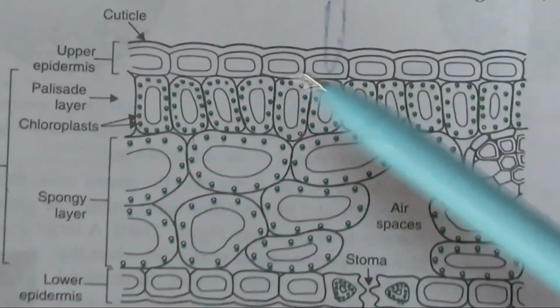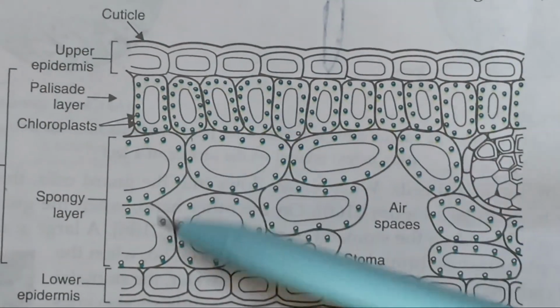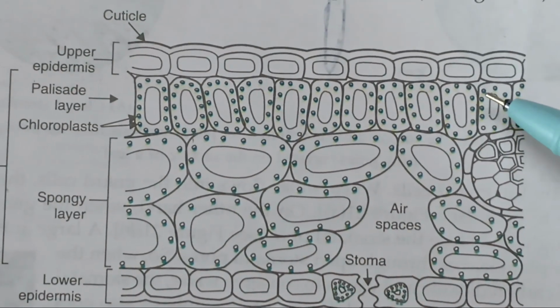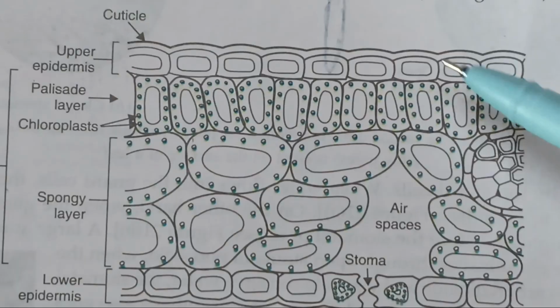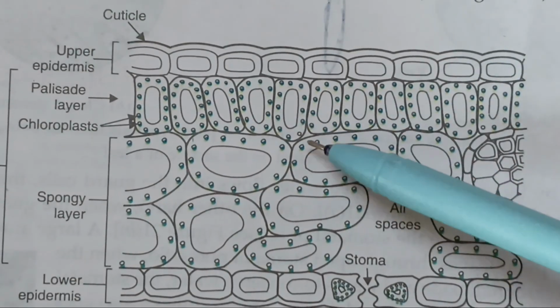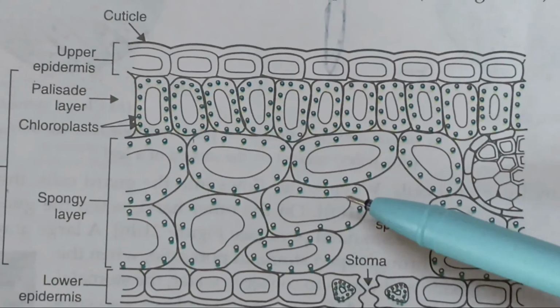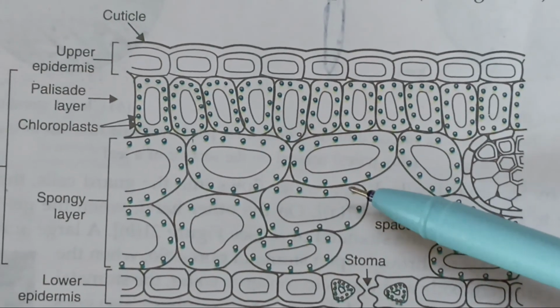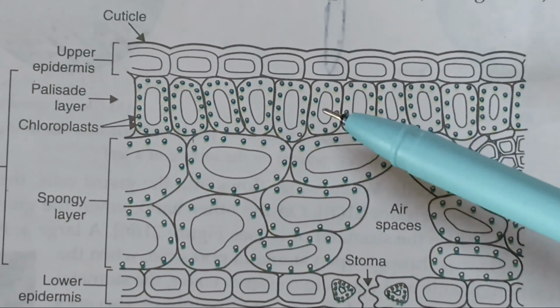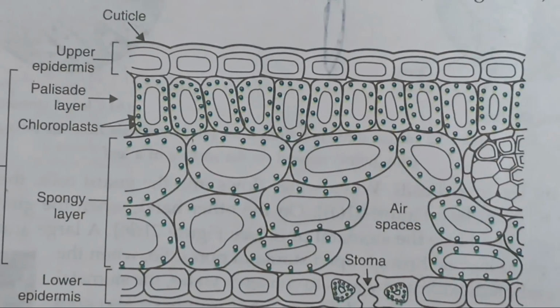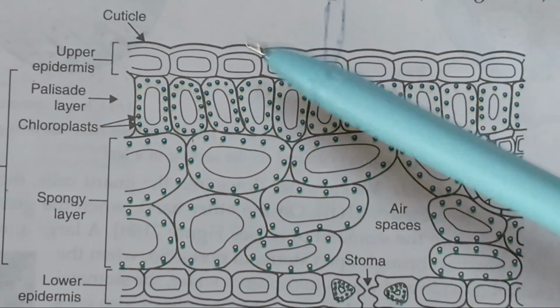So students, here is the diagram. It is the internal structure of the leaf. It is showing the presence of chloroplast in the leaf where the photosynthesis occurs. Okay, chloroplasts are organelles of the cell in green plants, which contain chlorophyll.